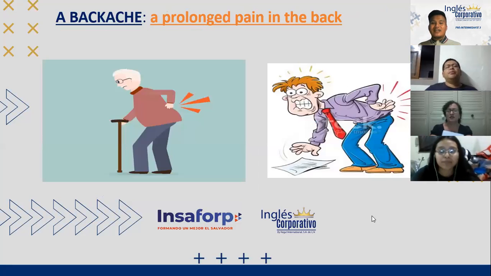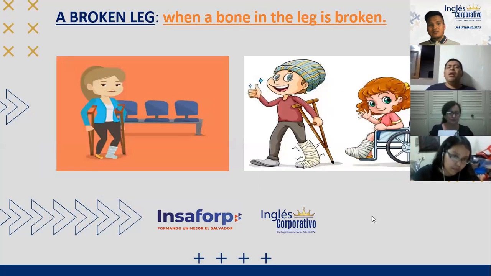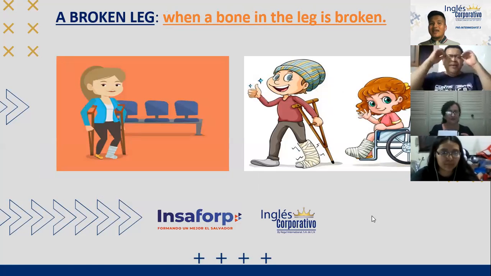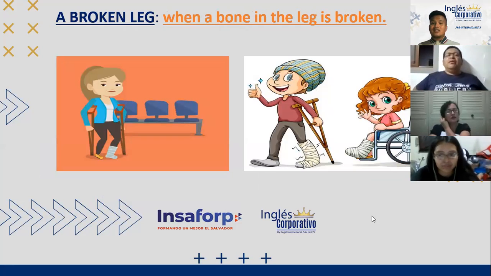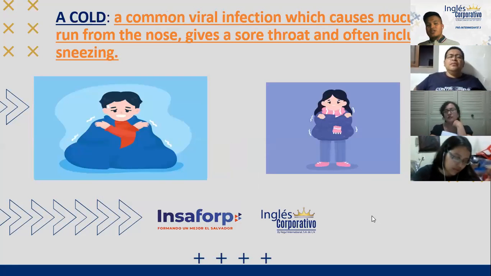Next one, backache. It says that it's a prolonged pain in the back. One more time, backache. Next one, broken leg. It says that a broken leg is when a bone in the leg is broken. Broken leg.